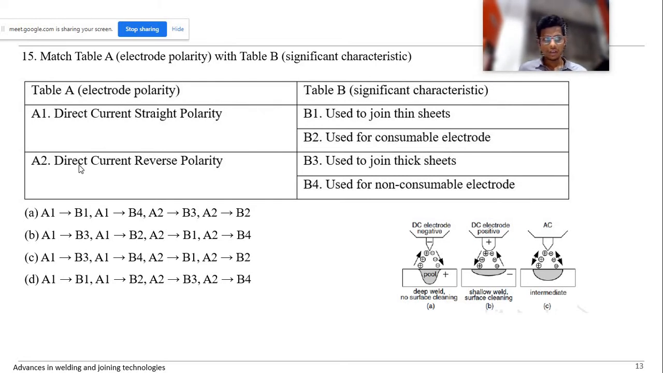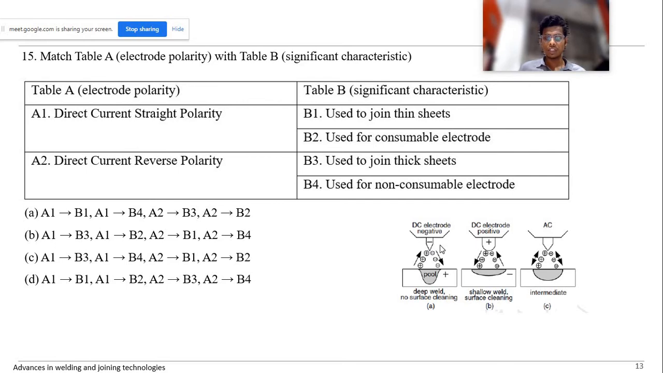Okay. So direct current, it's deeper penetration, right? Deeper penetration means it is used to join thick sheets. Obviously, because deeper penetration will be there, you can directly use it for thick sheets, and use it for non-consumable electrodes. Obviously, since it is a non-consumable electrode, it won't take part in the deposition.